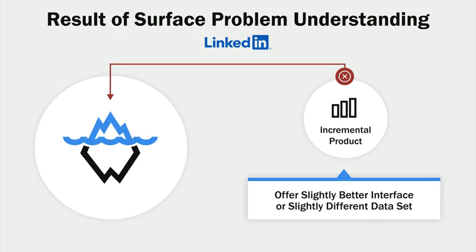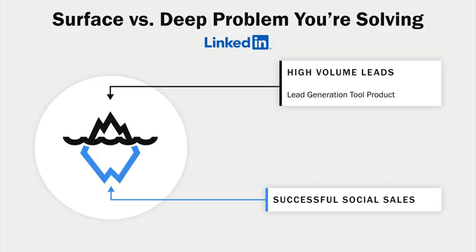Since existing lead generation databases already have these features, often with significantly more user data, the best LinkedIn could have offered was a slightly better user interface or a slightly different data set to search into. However, the Sales Navigator team had a deeper understanding of the true issue they were solving. Salespeople were not ultimately looking for lead volume, but rather effective ways to sell. Rather than framing their problem as create high lead volume, where they would focus on creating as many cold leads as possible, LinkedIn instead framed their problem as help salespeople do successful social sales.